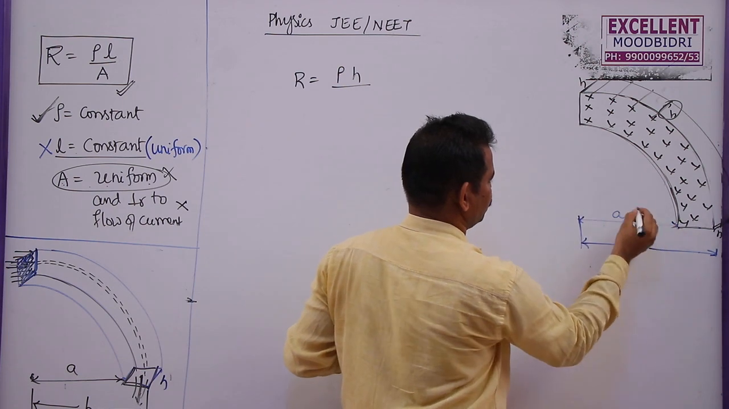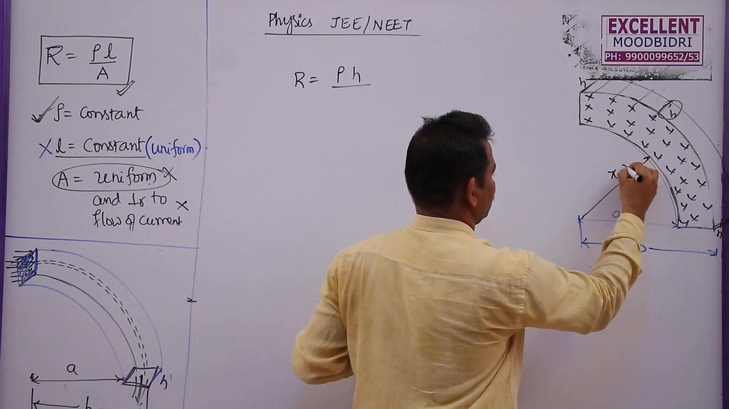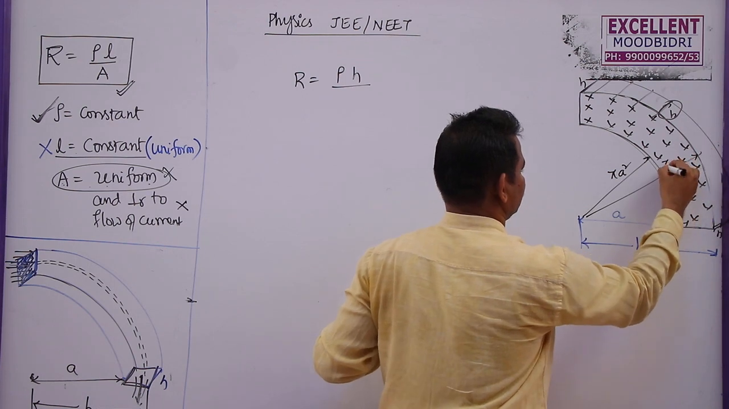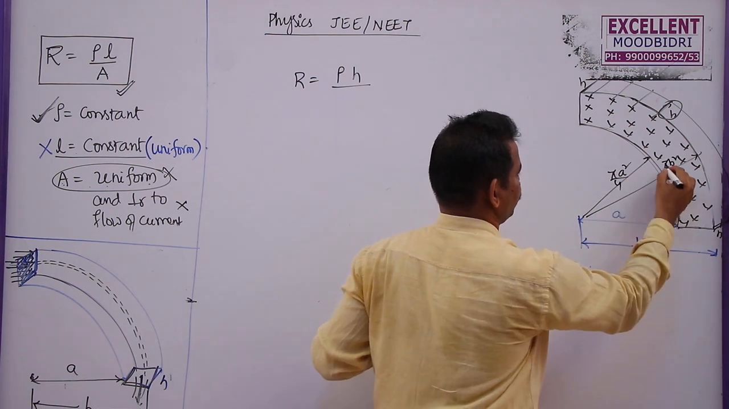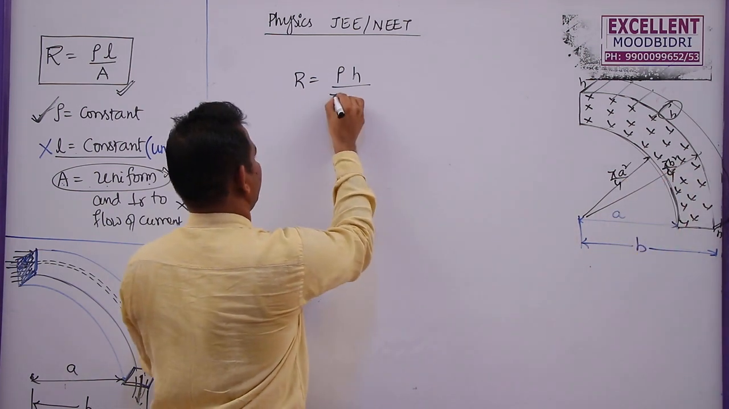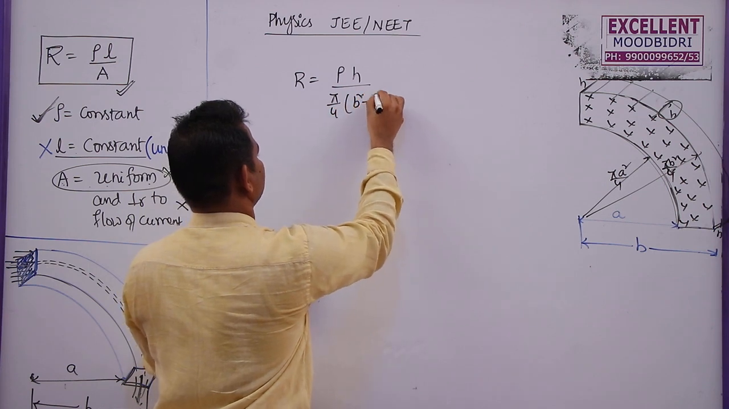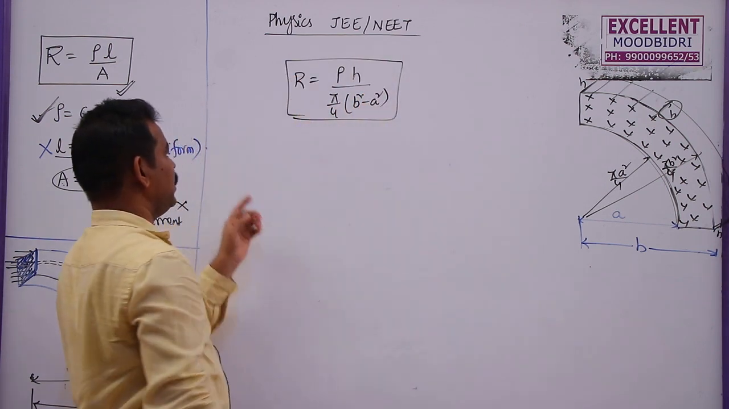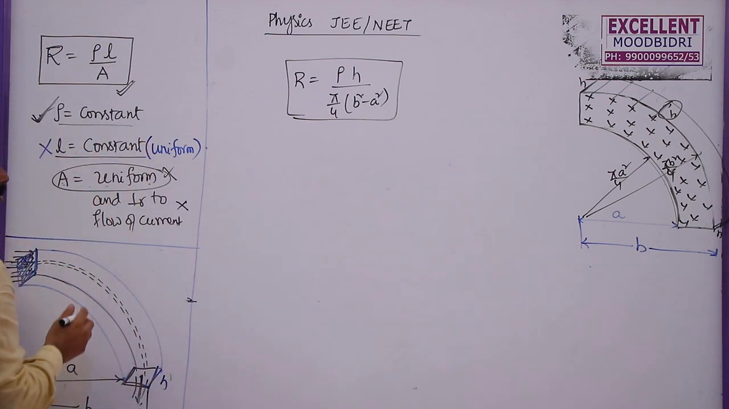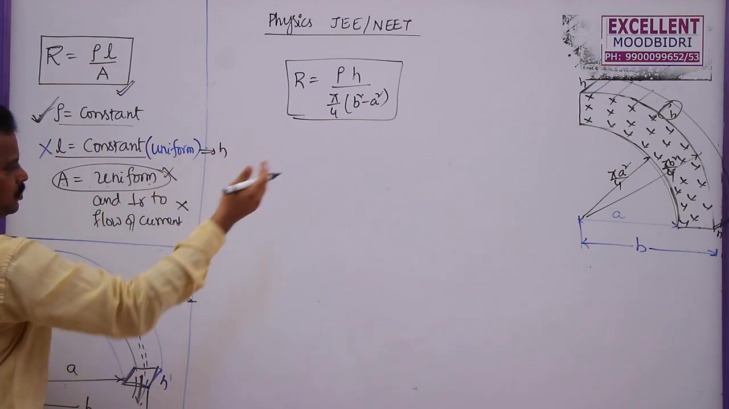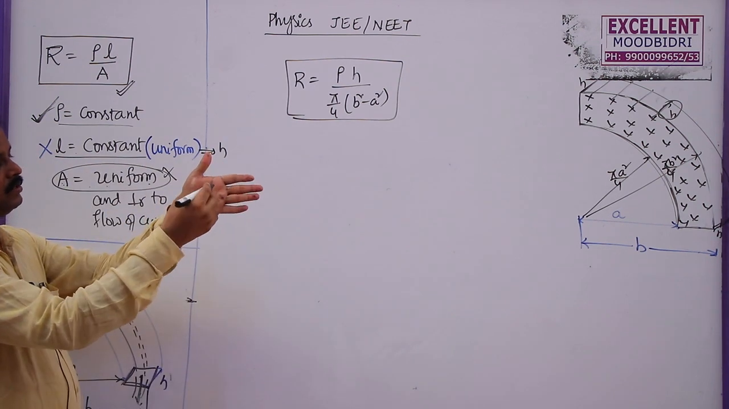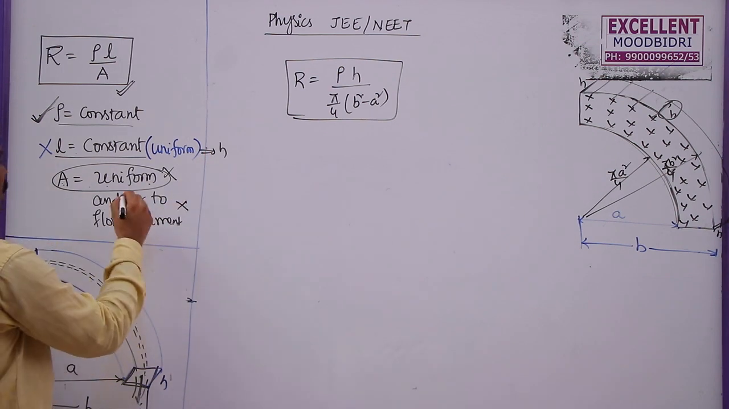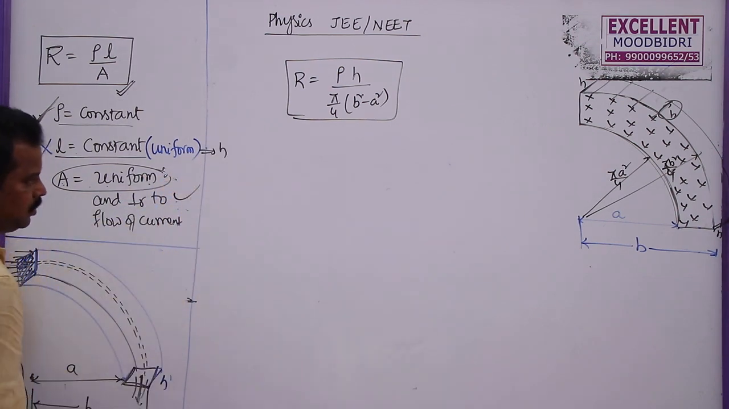Here also the inner one is pi a square, the outer one is pi b square if it is a complete circle, but it is 1/4 of this one, so pi a square by 4 and pi b square by 4. So, the total area of cross section is pi by 4 times (b square minus a square). So, we can use this direct formula. Why? Because rho is constant, length is constant, equal to h in this case, and the area is uniform and perpendicular to the flow of current. Current is flowing like this and the area is like this. So, all these conditions are satisfied. Directly we can write R is equal to h divided by pi by 4 (b square minus a square).